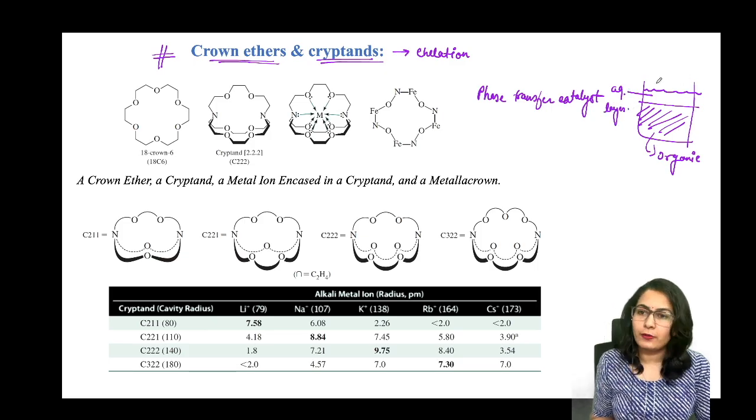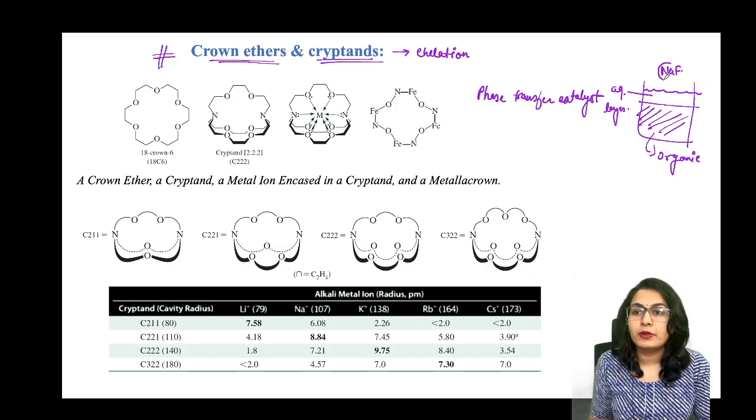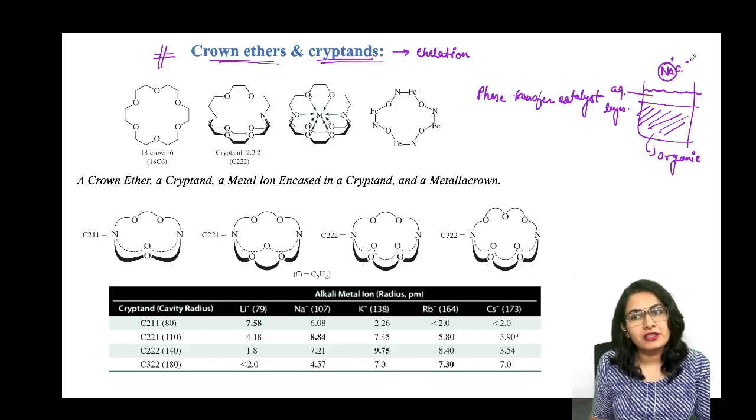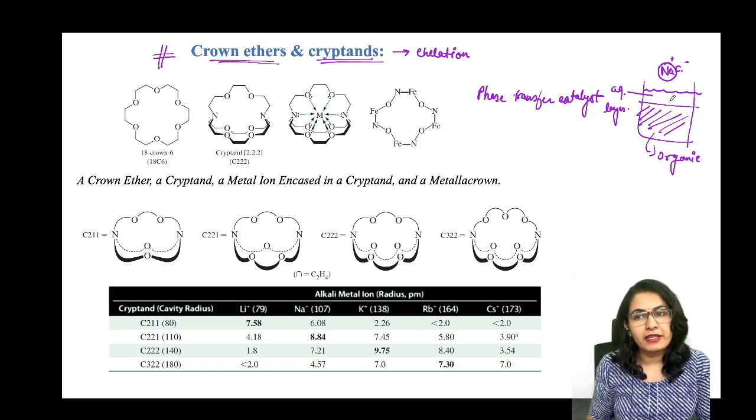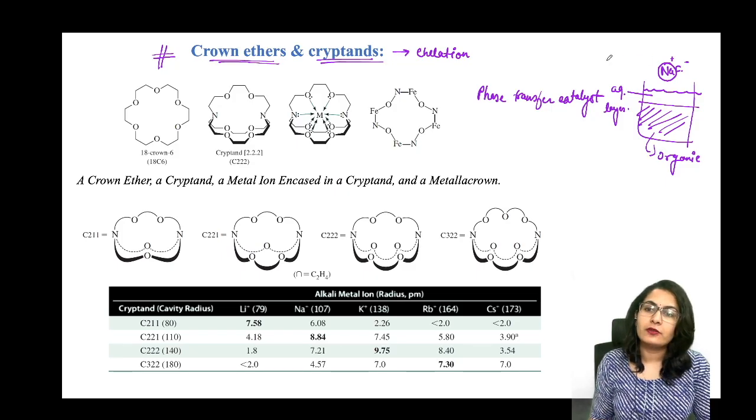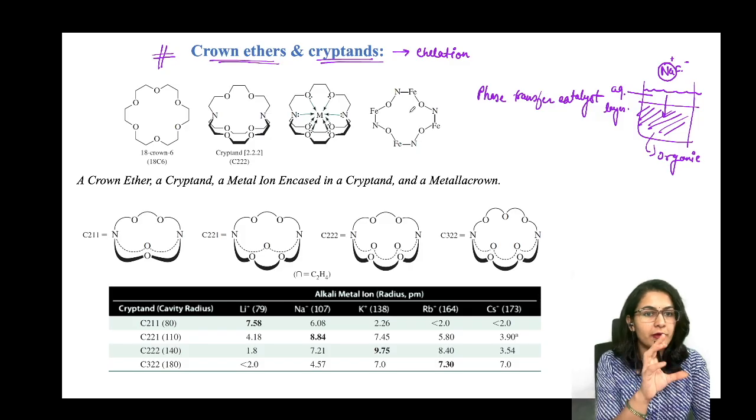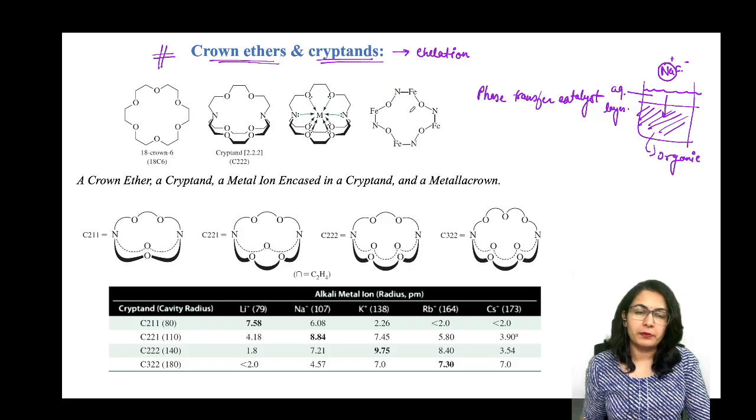Okay, so in the aqueous layer, I add sodium fluoride. This fluoride is not going to go directly into the organic layer. So what am I going to do? I'm going to take this kind of a crown ether system, which is going to grab sodium along with it. And along with the sodium positive charge, the fluoride F minus is also going to travel inside. So that F minus travels inside the organic layer. So phase transfer from aqueous to organic takes place with the help of these crown ethers or cryptands.